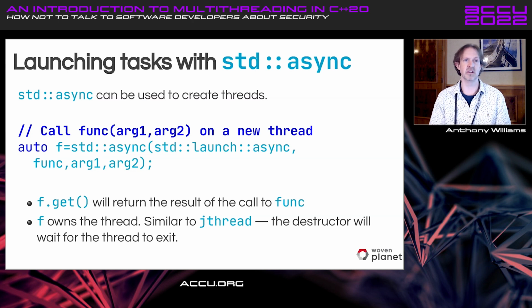But now we have jthread. jthread is the superior option because jthread gives us the stop tokens, whereas async doesn't. There's no interaction with stop tokens when you're using async.